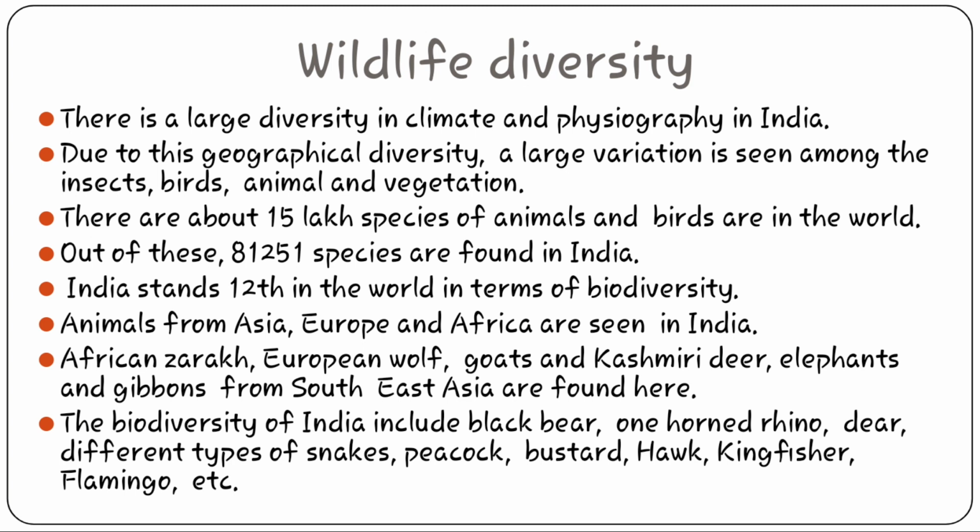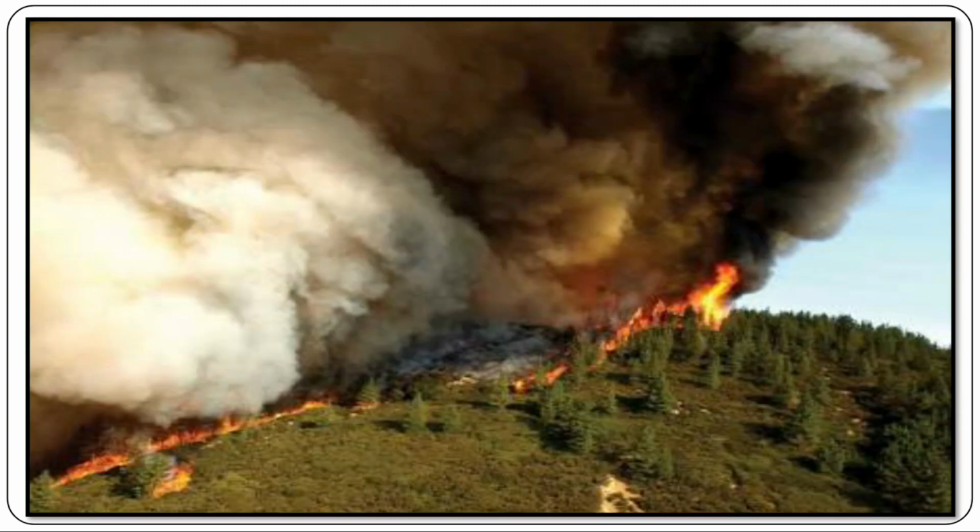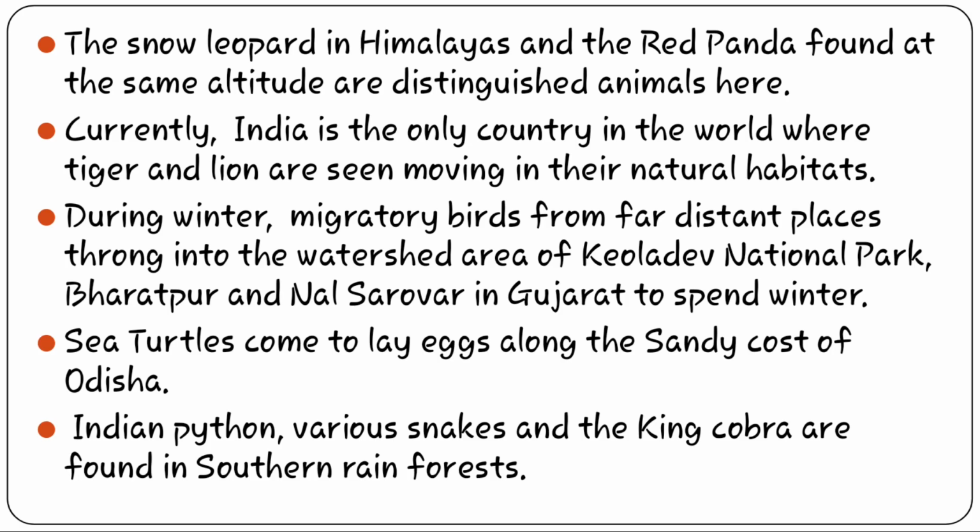diversity we are having in our country. Different types of animals, different types of birds, snakes, all are found in our country. Here is a picture of forest fire. The snow leopards in Himalayas and the red panda found at the same altitude are distinguished animals here.